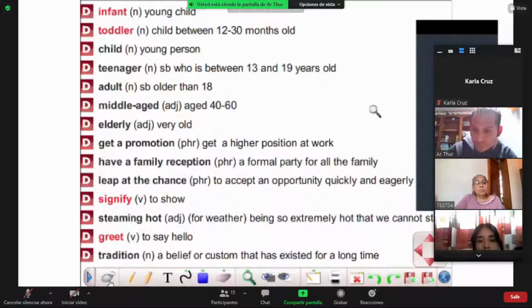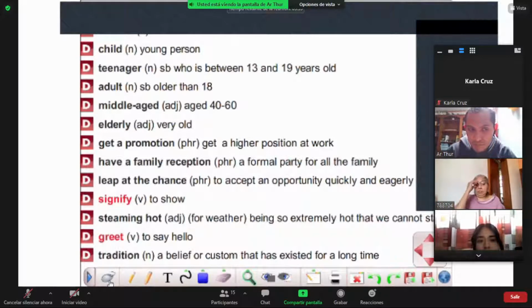Yes, teacher, can you repeat it, so for the leap at the chance? It says to accept an opportunity quickly and eagerly.